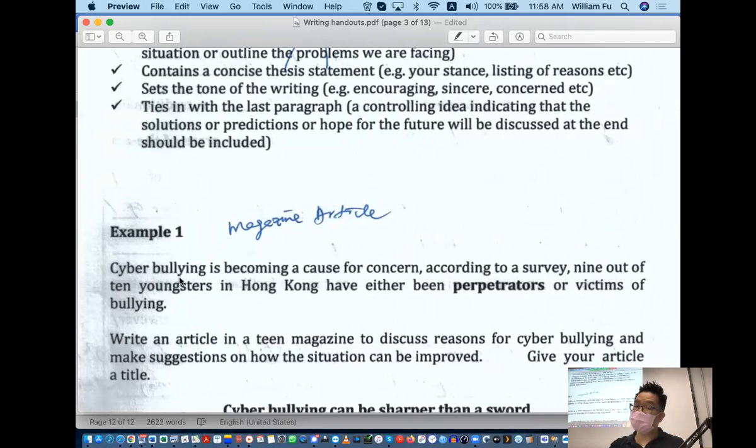Okay, now we go on. Now, cyberbullying is becoming a cause for concern. Now, according to a survey, 9 out of 10 youngsters in Hong Kong have either been perpetrators. What's perpetrators? The one who does something, the one who does something bad. Okay, or victims of bullying.